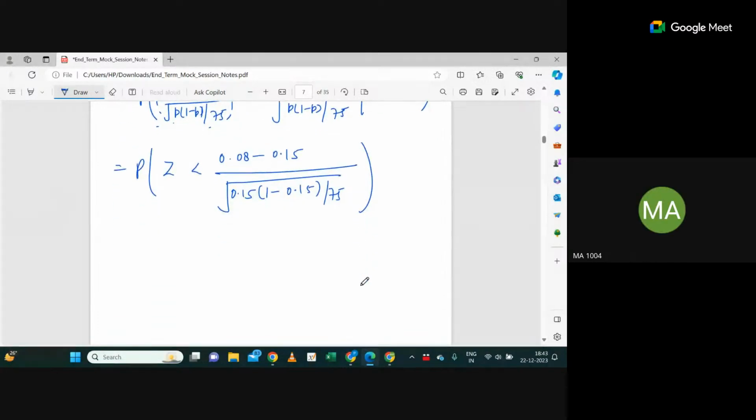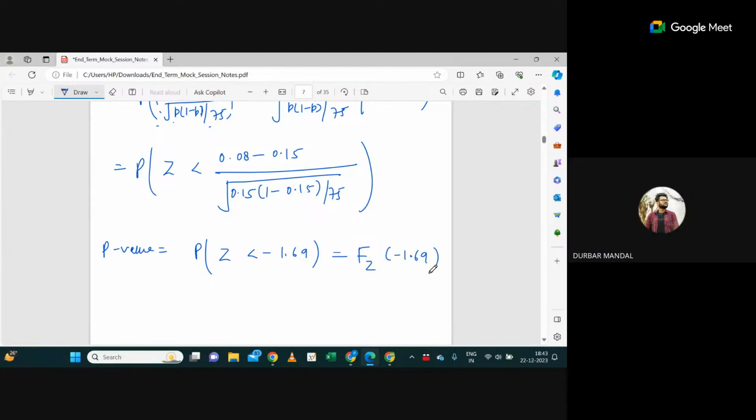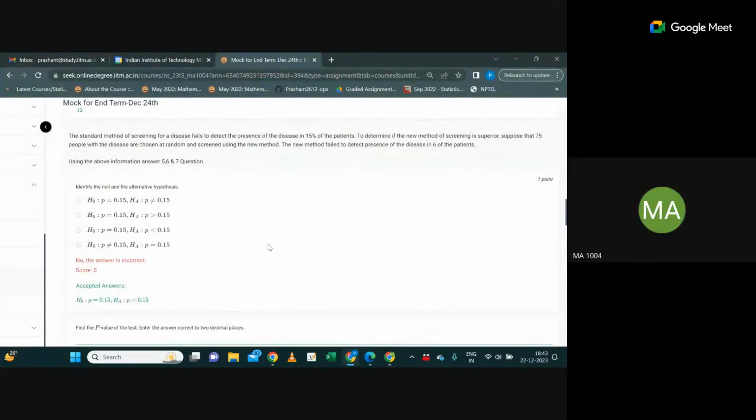Okay, has anyone calculated this value? 0.08 minus 0.15. Can you calculate it and let me know? It is minus 1.69. Okay, thanks. So that means this is nothing but phi of minus 1.69, right? Yes, sir. Correct. So is that value given to us?